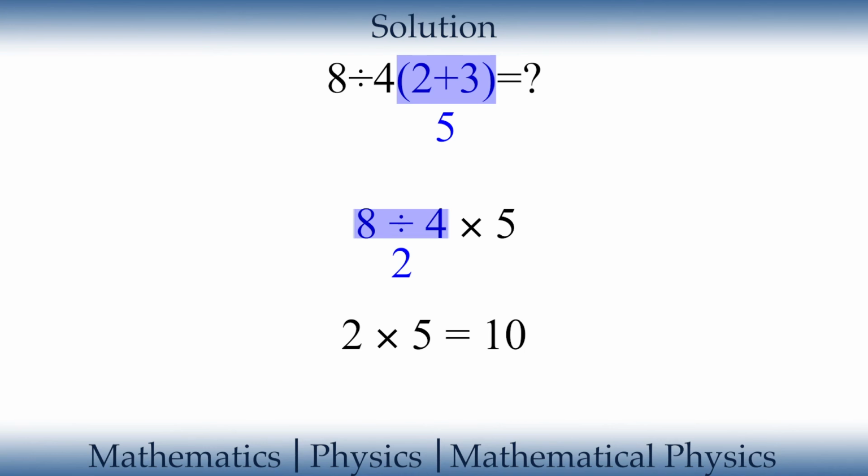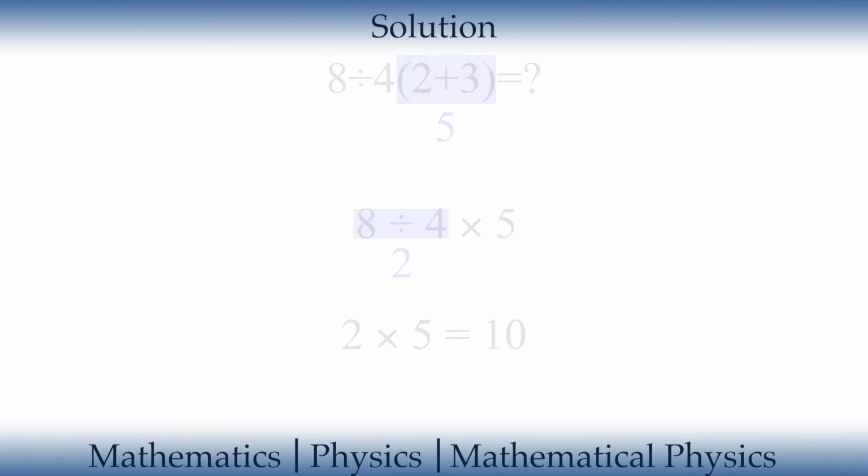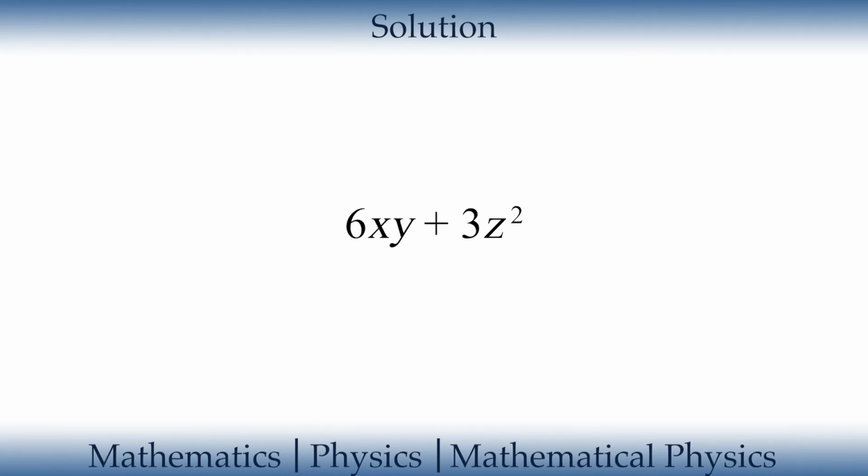It is worthwhile mentioning that rule number 2 that establishes the priority of multiplication and division with respect to addition and subtraction, gives us the opportunity to write algebraic expressions and equations. Without this priority, an expression like 6xy plus 3z squared does not make sense. Thanks to this rule, we understand this algebraic expression that is the result of 6xy and 3z squared are added together.